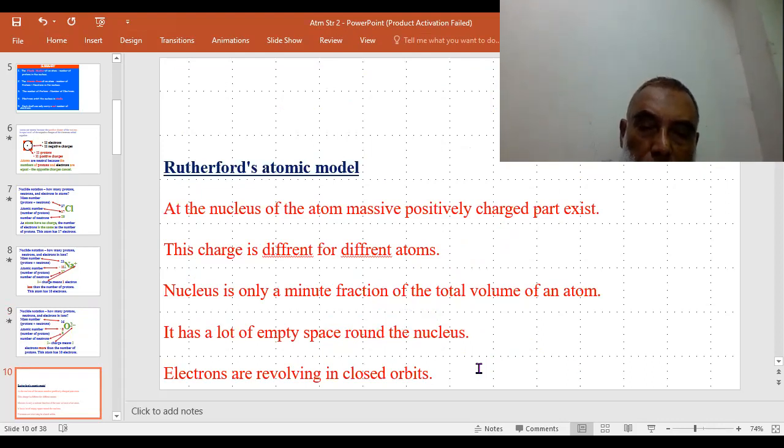Rutherford proposed the structure for an atom: at the nucleus of the atom, a massive positive charge is there. This charge is different for different atoms. The nucleus is only a minor fraction of the total atom. It has a lot of empty space, and electrons are revolving in closed orbits in a plane.